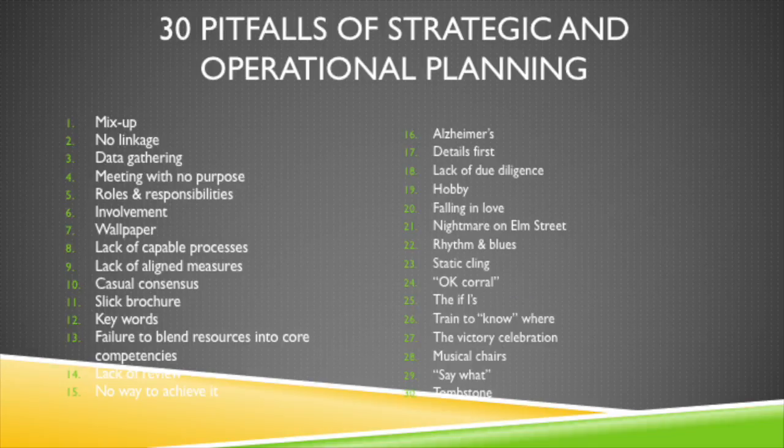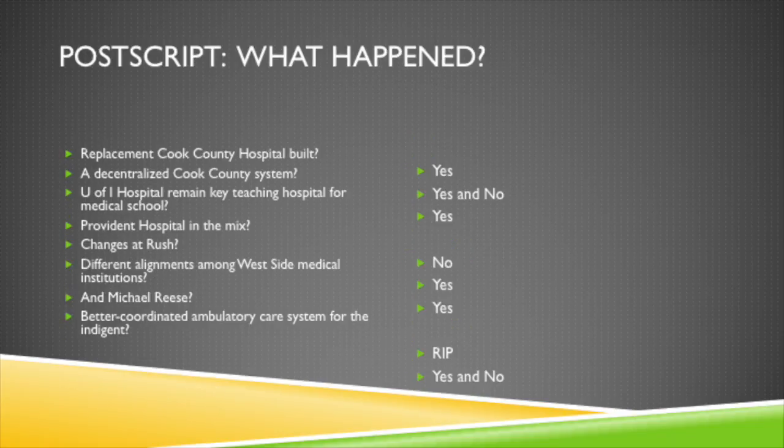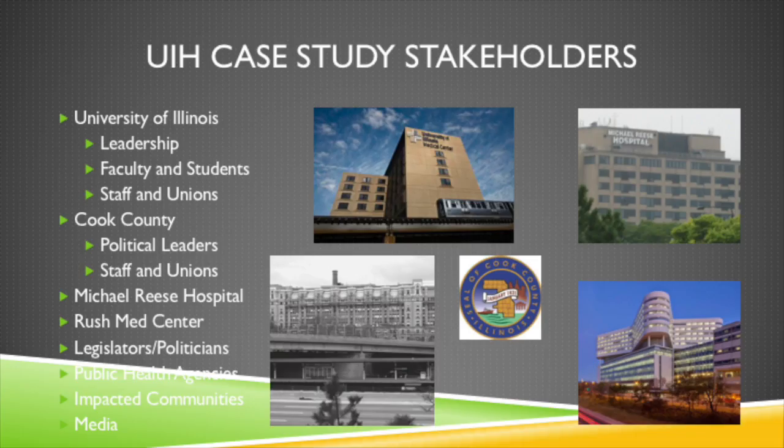As you review this case study and the many case studies throughout the semester, think about what some of the pitfalls are that could have occurred that influenced the series of events. This is the list of the 30 pitfalls of strategic and operational planning. It's important to go through this list to see what could have happened so that you could prevent or identify when there is a speed bump and to plan accordingly. So as you review the case, review the postscript. What happened? What are lessons learned and unlearned? And how did the different stakeholders play a role in the series of events?